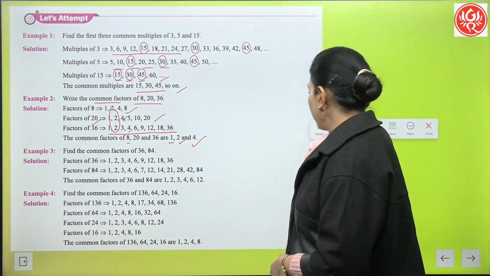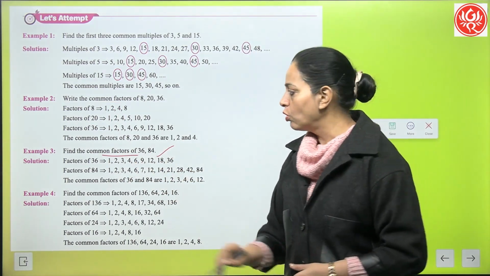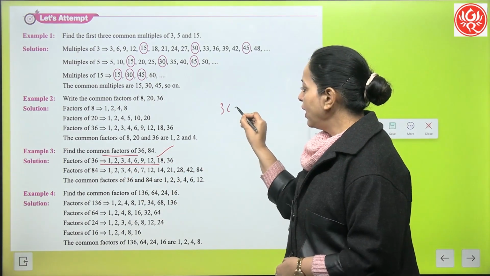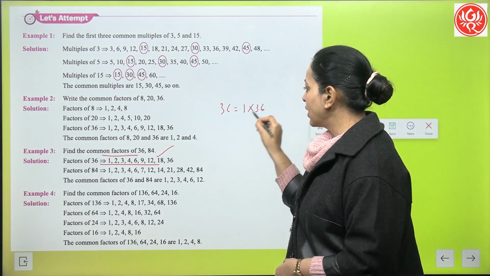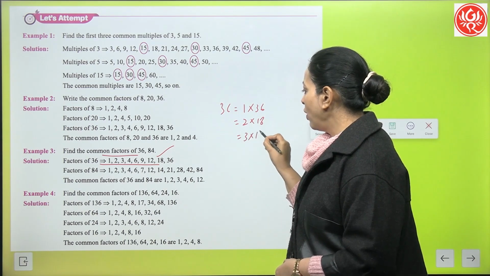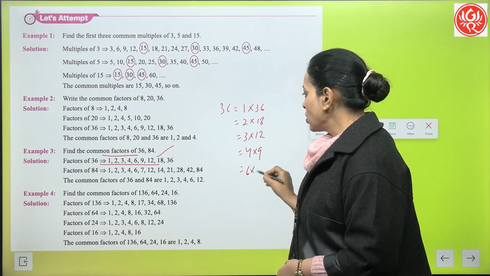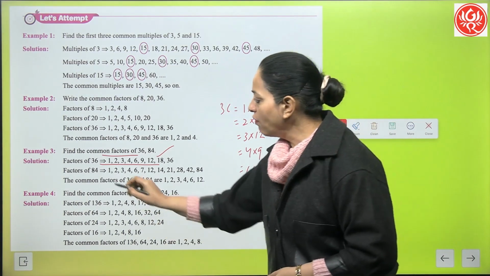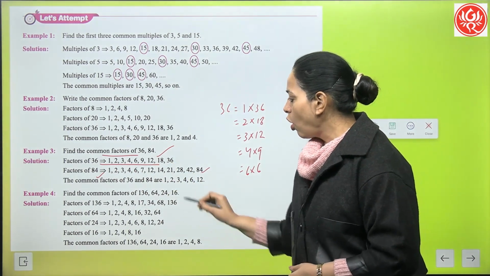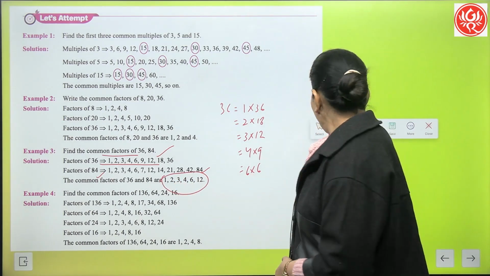Okay. Now example 3. Find the common factors of 36 and 84. So we will find the factors of 36. You know very well how to find. Like 36, 1 into 36. Then 2 into 18. Then 3 into 12. Then 4 into 9. 6 into 6 like this. Similarly, find the factors of 84, then find the common. So common factors are 1, 2, 3, 4, 6 and 12.